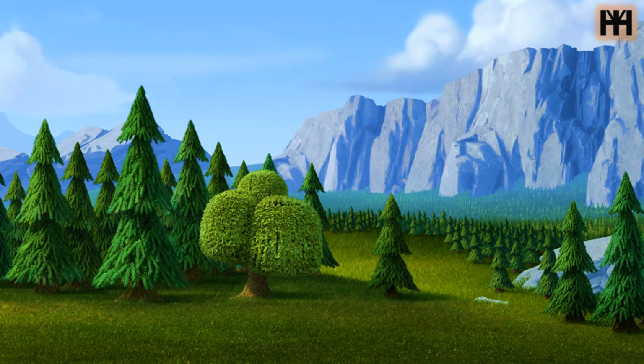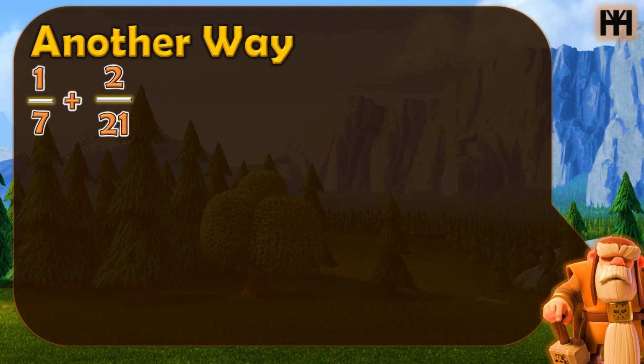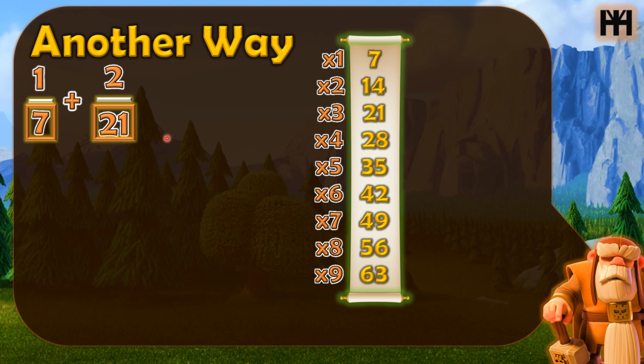The previous method was a little bit complicated, so I'll show you an easier way. Let's say we have 1 over 7 plus 2 over 21. So first, you see the 7 and the 21. We must get the least common multiple between them. So let's see here. This is for table 7: 7, 14, 21, and so on. 7 times 1 is 7, and so on.